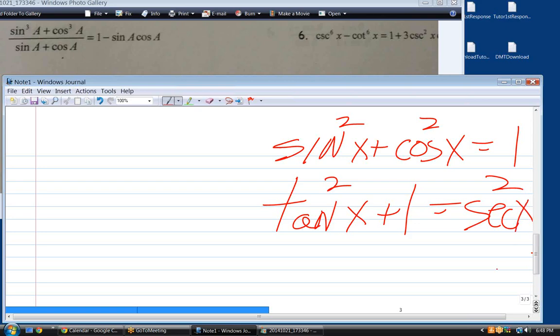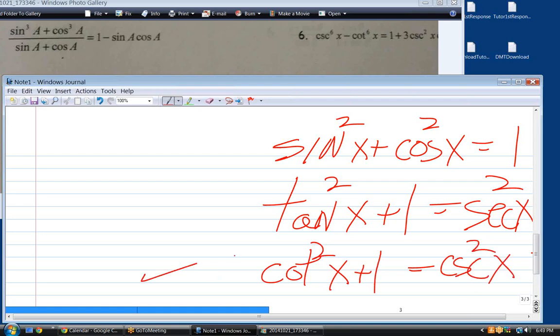And that's all you have to memorize, because the third one is the second one only using the cofunctions. In other words, the cofunction of tan is cotan, and the cofunction of secant is cosecant. So we don't actually have to memorize that one. We can always figure it out. It's the cofunctions of the second one.